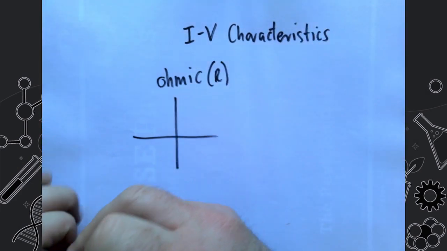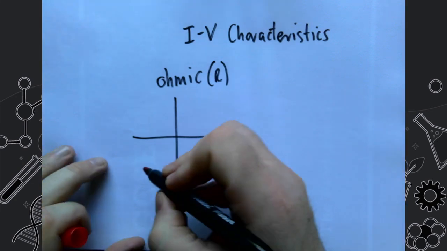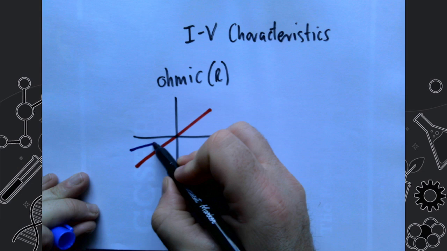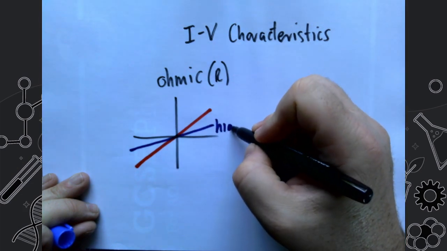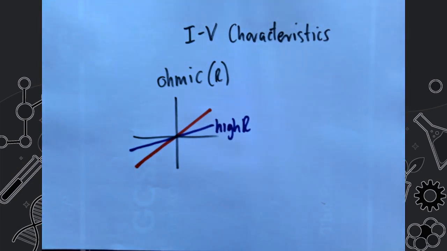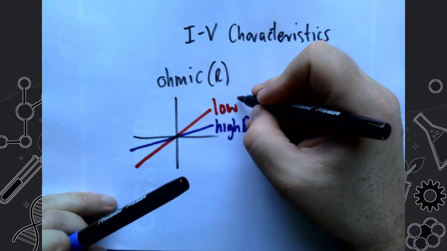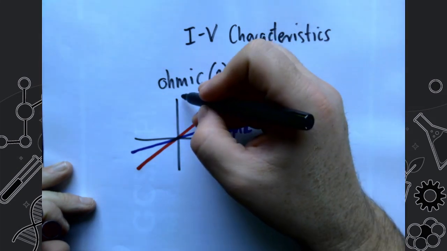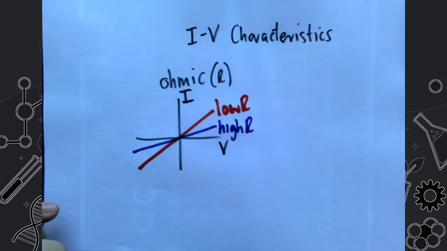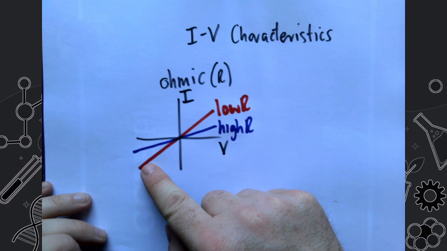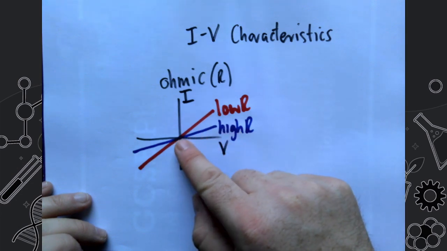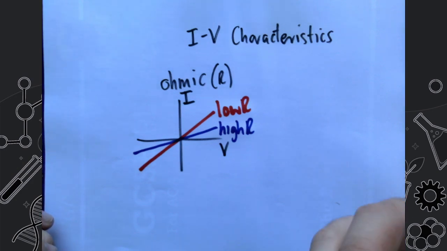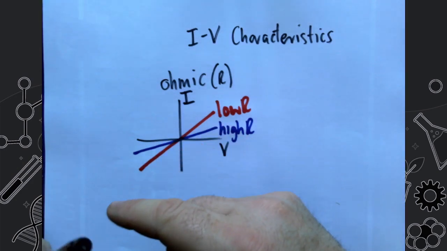We've got this, and then we've got this one here. This would be high resistance, this would be low resistance, and the axes themselves are voltage, potential difference, and current. Now it's ohmic because it is the same resistance for every voltage. It doesn't matter how big the voltage is, the current is proportional, so it's the same resistance. V over I gives us the same value no matter what we choose.